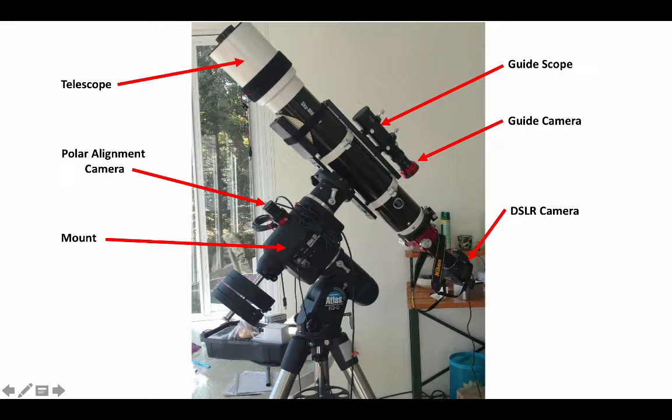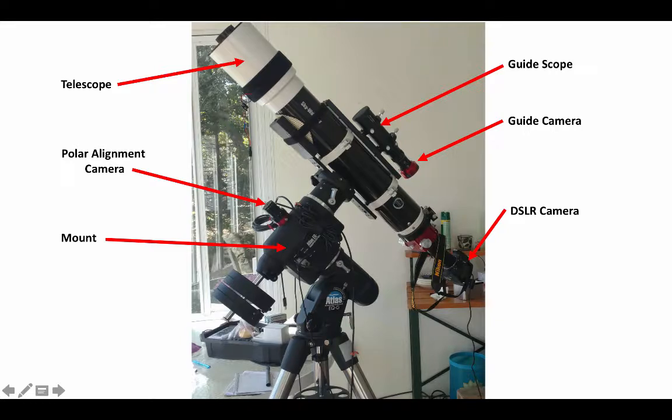So it's a pretty heavy setup, and that's what makes setting up and tearing down so time consuming. You need to set this stuff up and align it every time you want to go shoot the night sky. The alternative is build an observatory and keep everything permanently mounted out there.